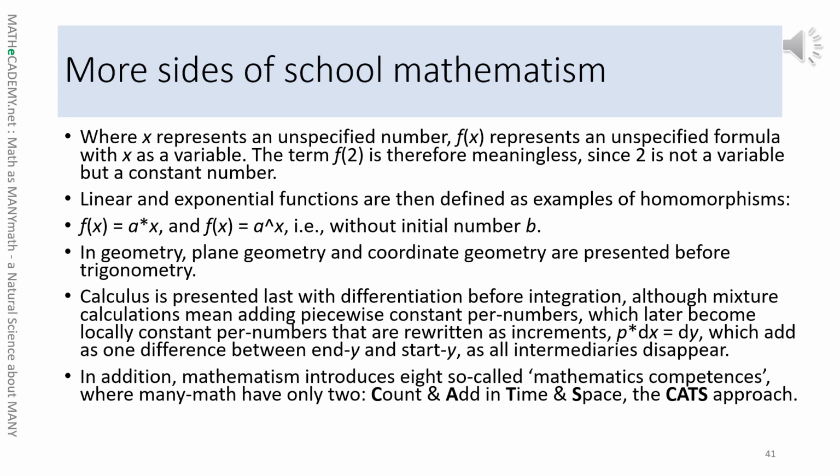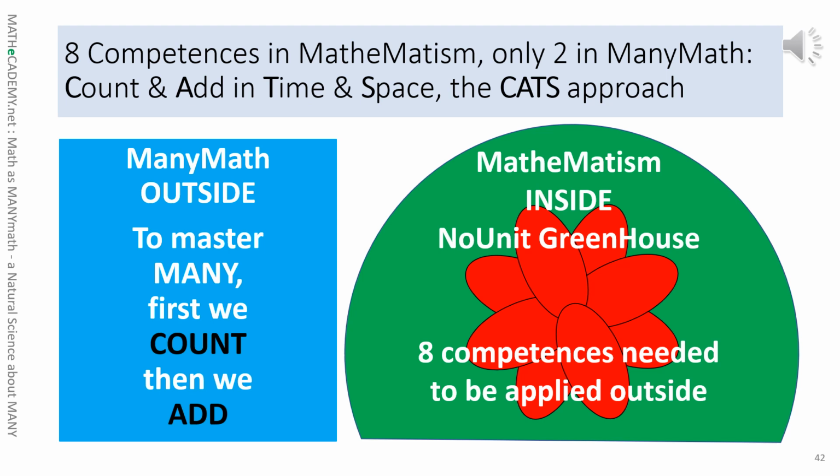In addition, mathematism introduces 8 so-called mathematics competences, where many math have only 2, count and add, in time and space, the cat's approach. There are 8 competences in mathematism, only 2 in many math. Count and add in time and space, the cat's approach. With many math, outside. To master many, first we count, then we add. With mathematism inside the no-unit greenhouse. 8 competences are needed, to be applied outside.